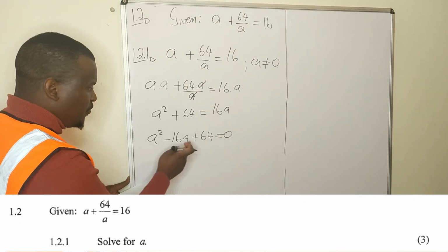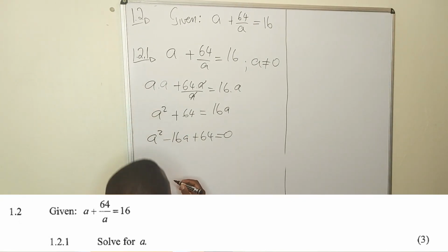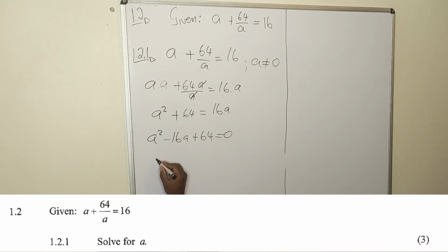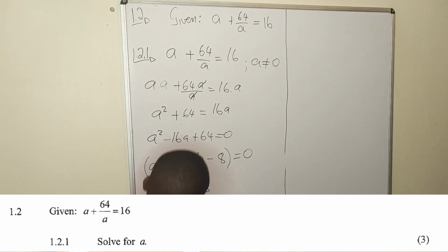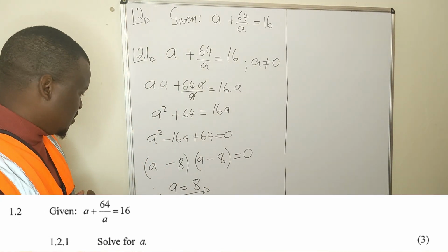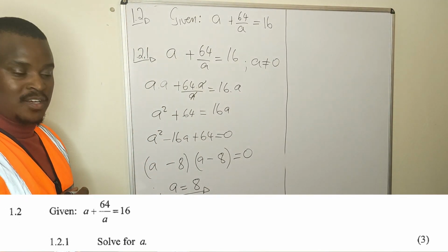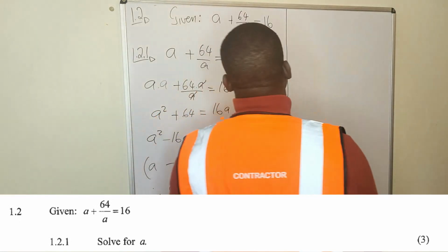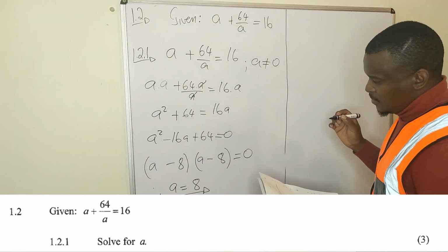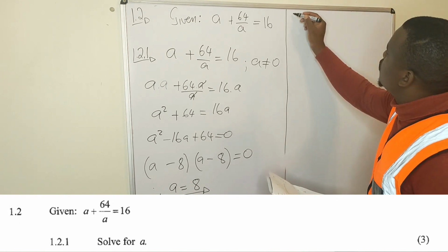Then you factorize this. You quickly discover that you have a here, and 8 and 8, so it's minus and minus. Therefore, a is equal to 8. We're done with this one. Now we'll go to 1.2.